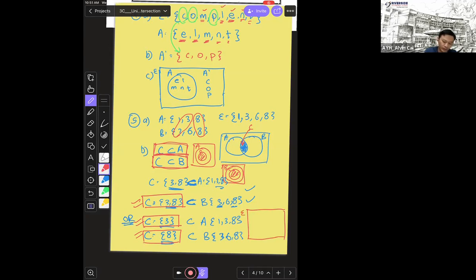So all we need to do is draw this scenario. The common numbers they have are 3 and 8. This is our C, this is our A, this is our B. Okay, so the answer: this one is 1 and this one is 6 over here. So this will be our Venn diagram, how it looks like. This circle is actually our C.